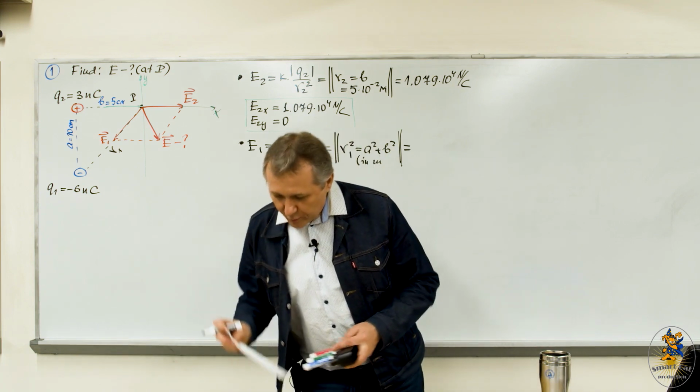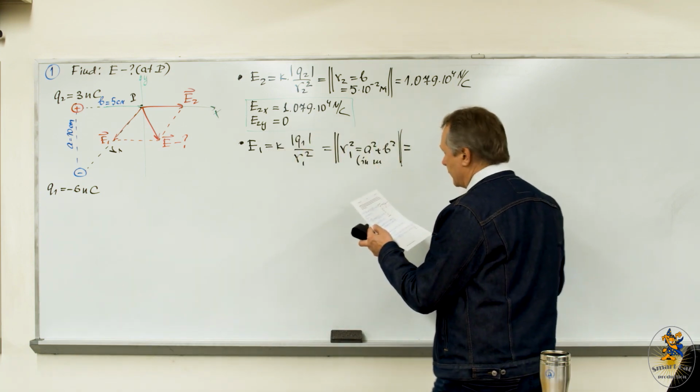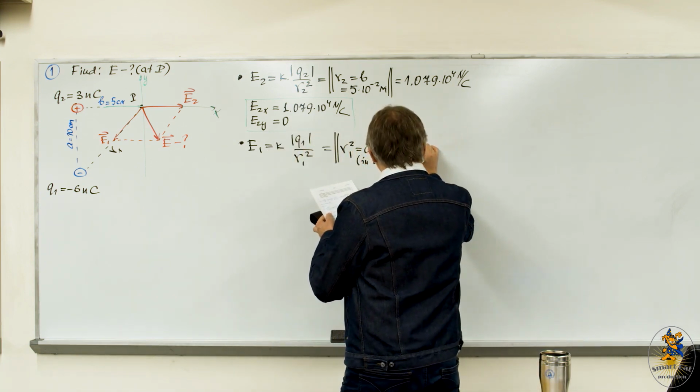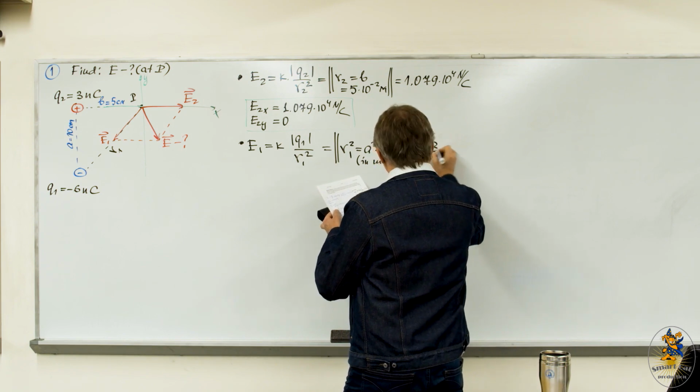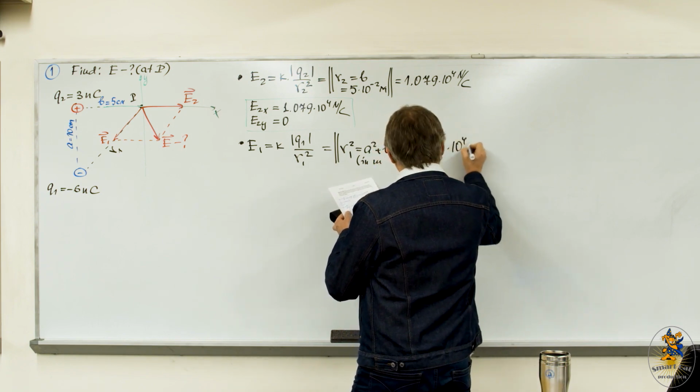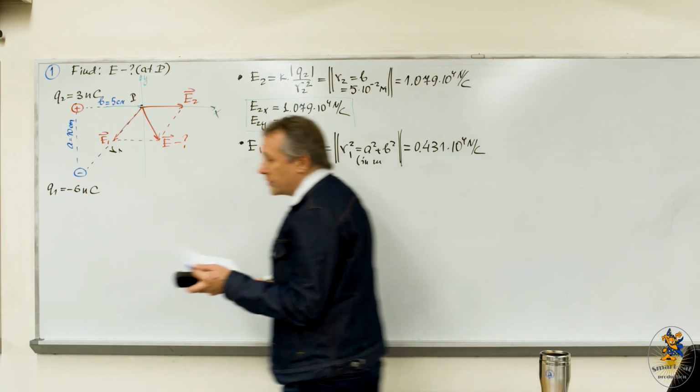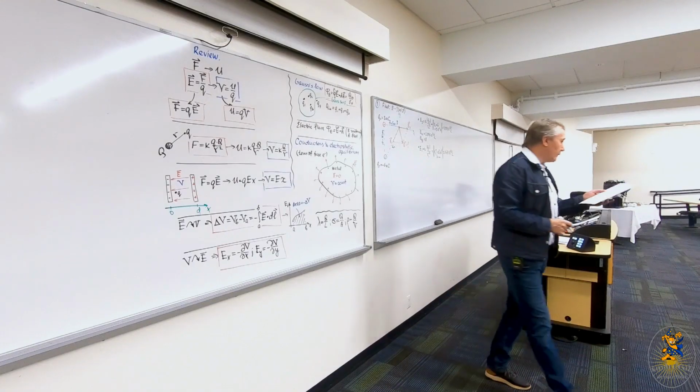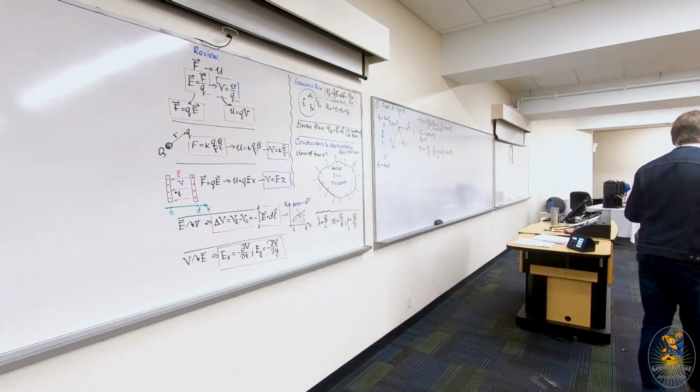Okay, let me look at my notes. So what's the value? Again, if you plug it in, you will get 0.431 times 10 to the power of 4 newtons per coulomb. Actually, this problem I gave on the first exam about 2 years ago.